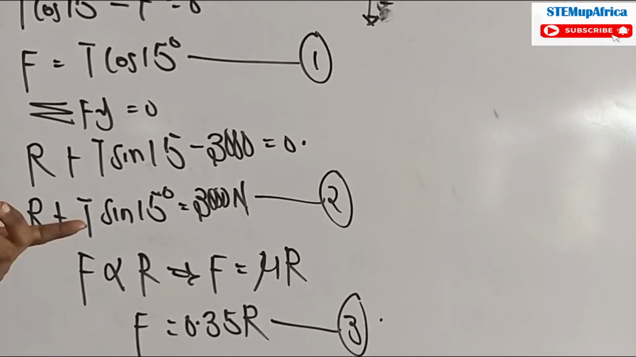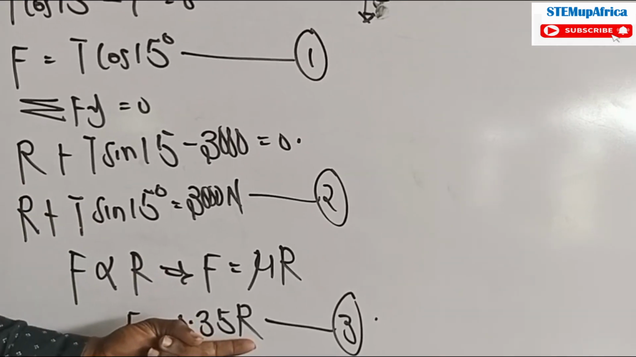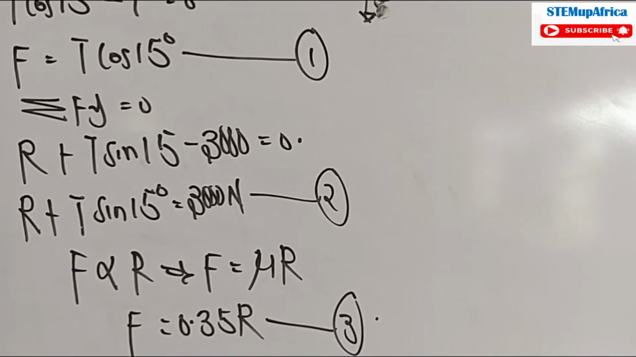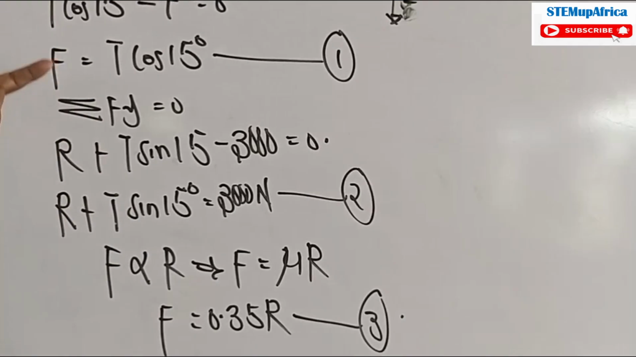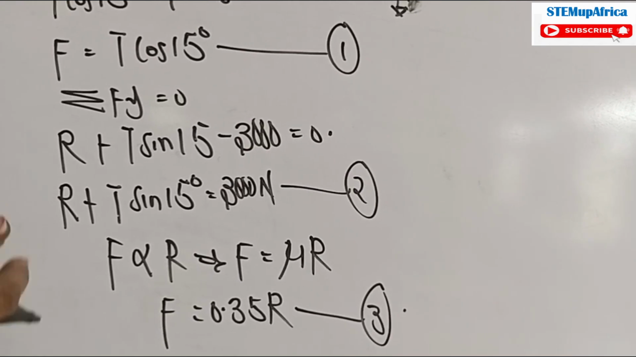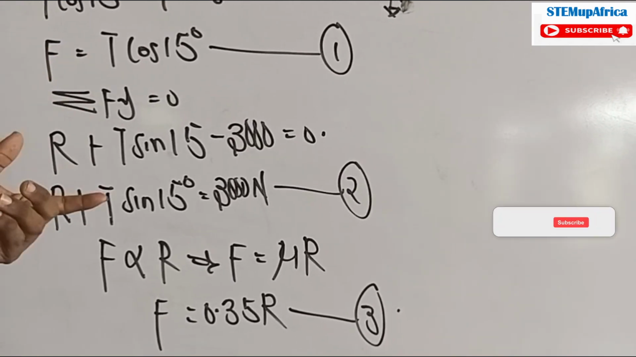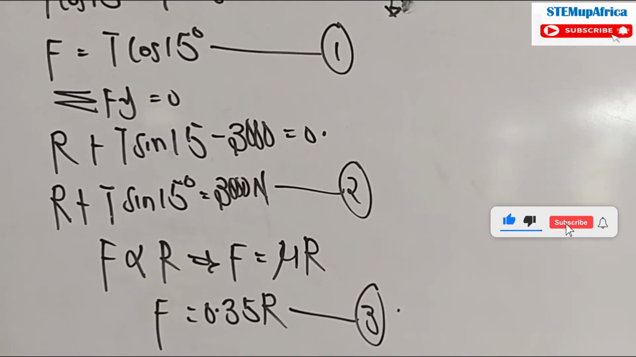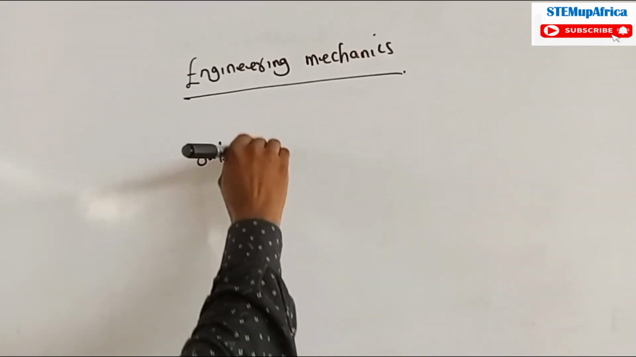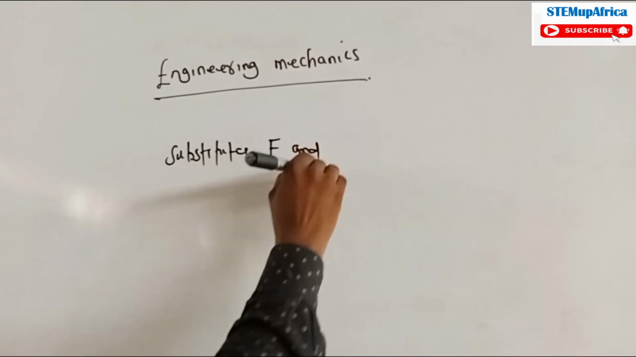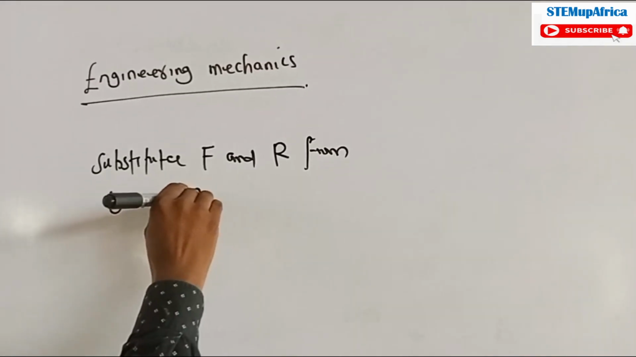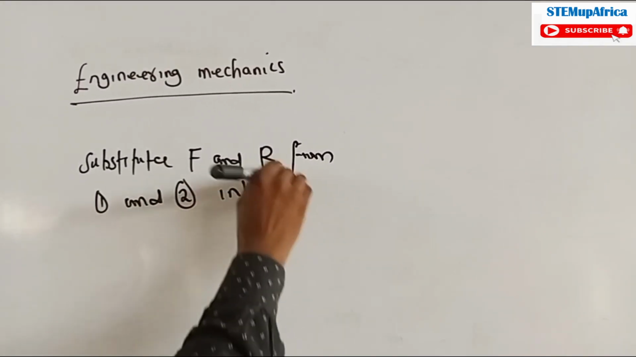So let's also call this equation 3. Let's substitute R from equation 2 into equation 3, so we can be left with the frictional force and tension. Let's substitute R from equation 2, and also substitute F from 1 into equation 3. So what are we saying in essence? We are substituting F and R from 1 and 2 into 3. So let's do that.